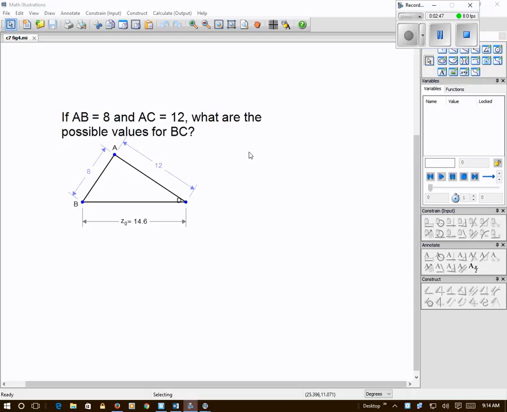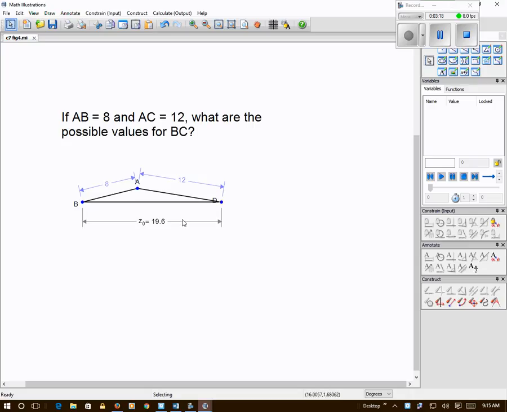Here I've made a triangle with one side length of 8 and another of 12. I've left it so that we can change the length of the other side, keeping those two sides constant at 8 and 12. So what is the longest that third side can possibly be? If we pull this point D down to the right, we see that Z, the length of segment BD, is getting bigger and bigger. What's the largest it could possibly get?